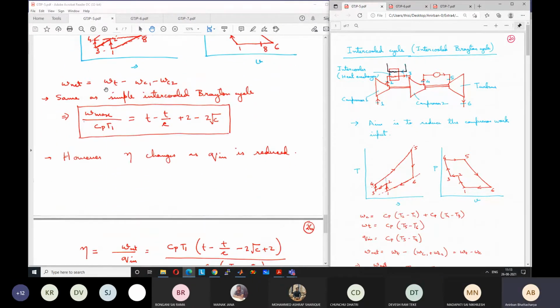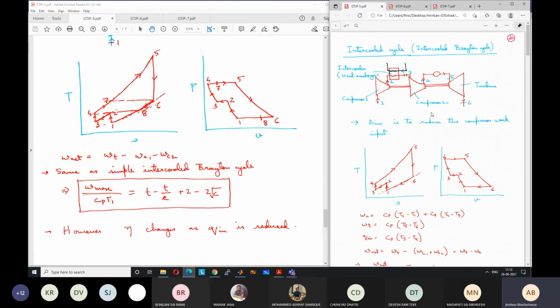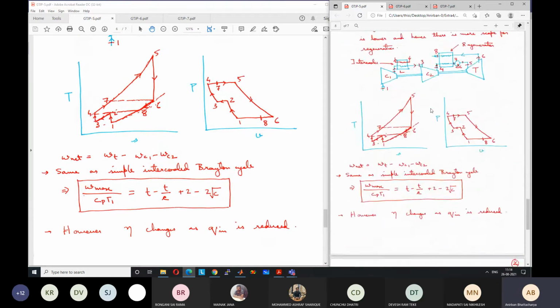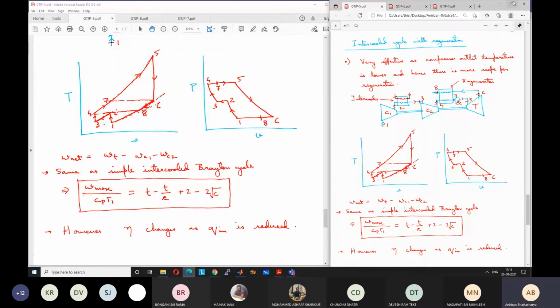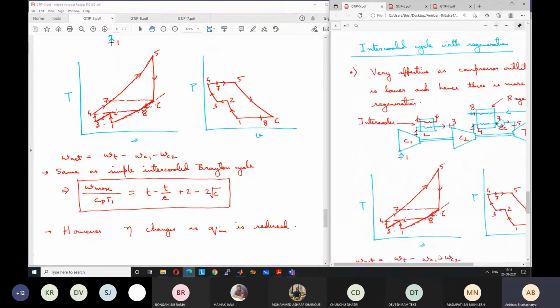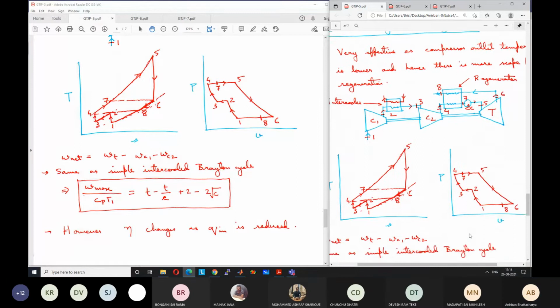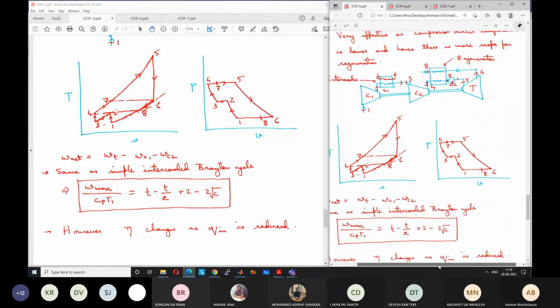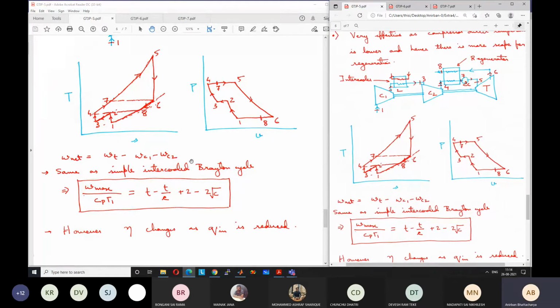So we will do the same analysis. For all cycles, our aim is to find the characteristics. Characteristics means how the efficiency and work output vary with R and T. So W net is equal to, let me now open this case. Keep the cycle open and keep referring to it. W net is equal to turbine work output minus compressor work input for the first compressor minus compressor work input for the second compressor.